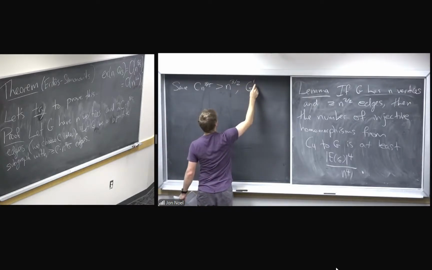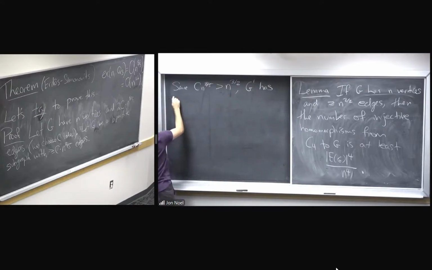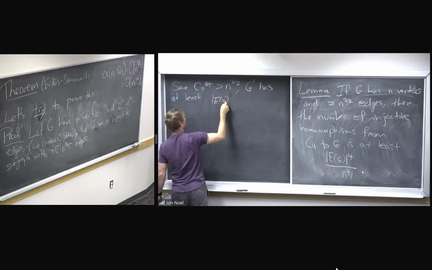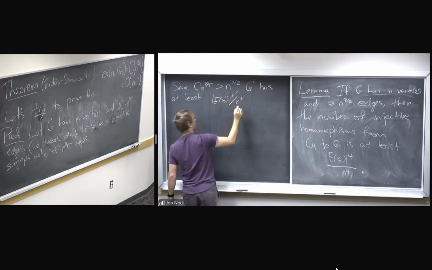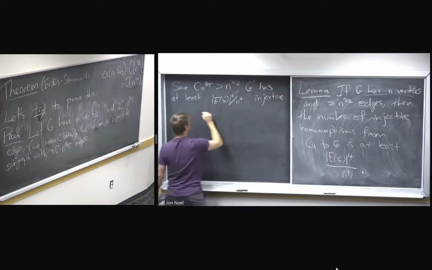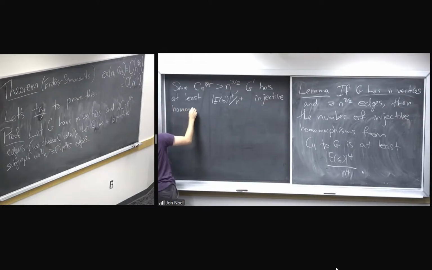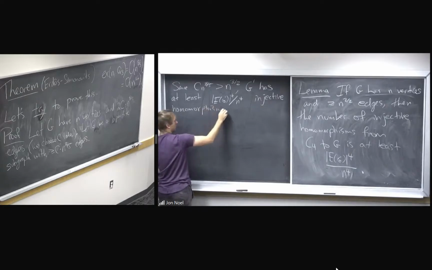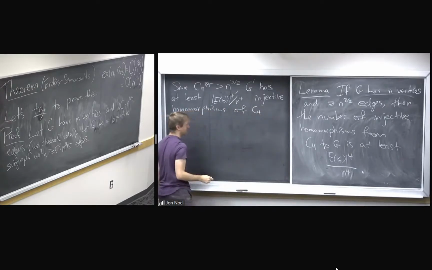G prime has at least the number of edges of G prime to the 4 over n to the 4 injective homomorphisms of C4. Or in other words, there's at least that many injective homomorphisms from C4 to G prime. Yeah, so that's just by this lemma, which I'm not proving, but you're going to have to prove.